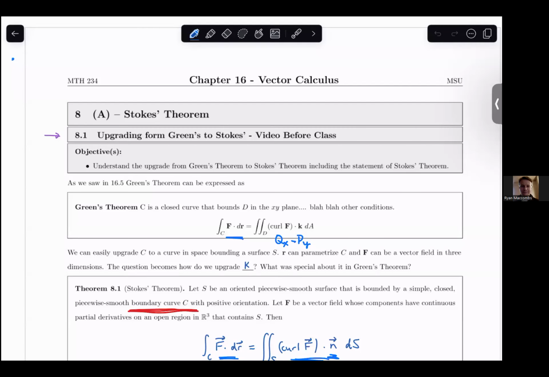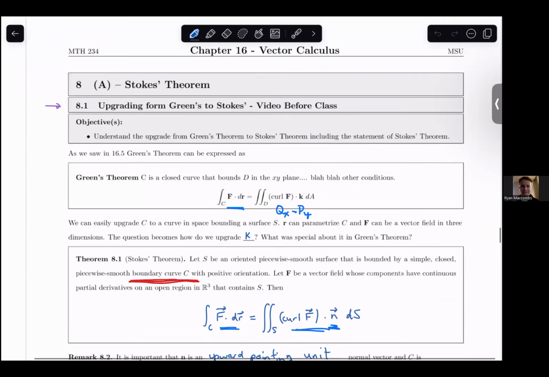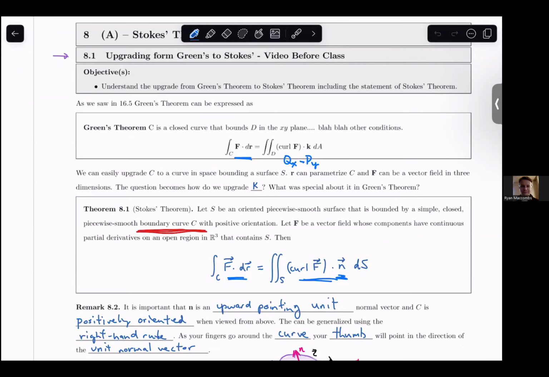All right, welcome everyone to 16.8. We're talking about Stokes' theorem. And Stokes' theorem, like we saw in the pre-class video here, is an upgrade of Green's theorem. So rather than being in the plane, we are in space. So our surface, again, XYZ space.